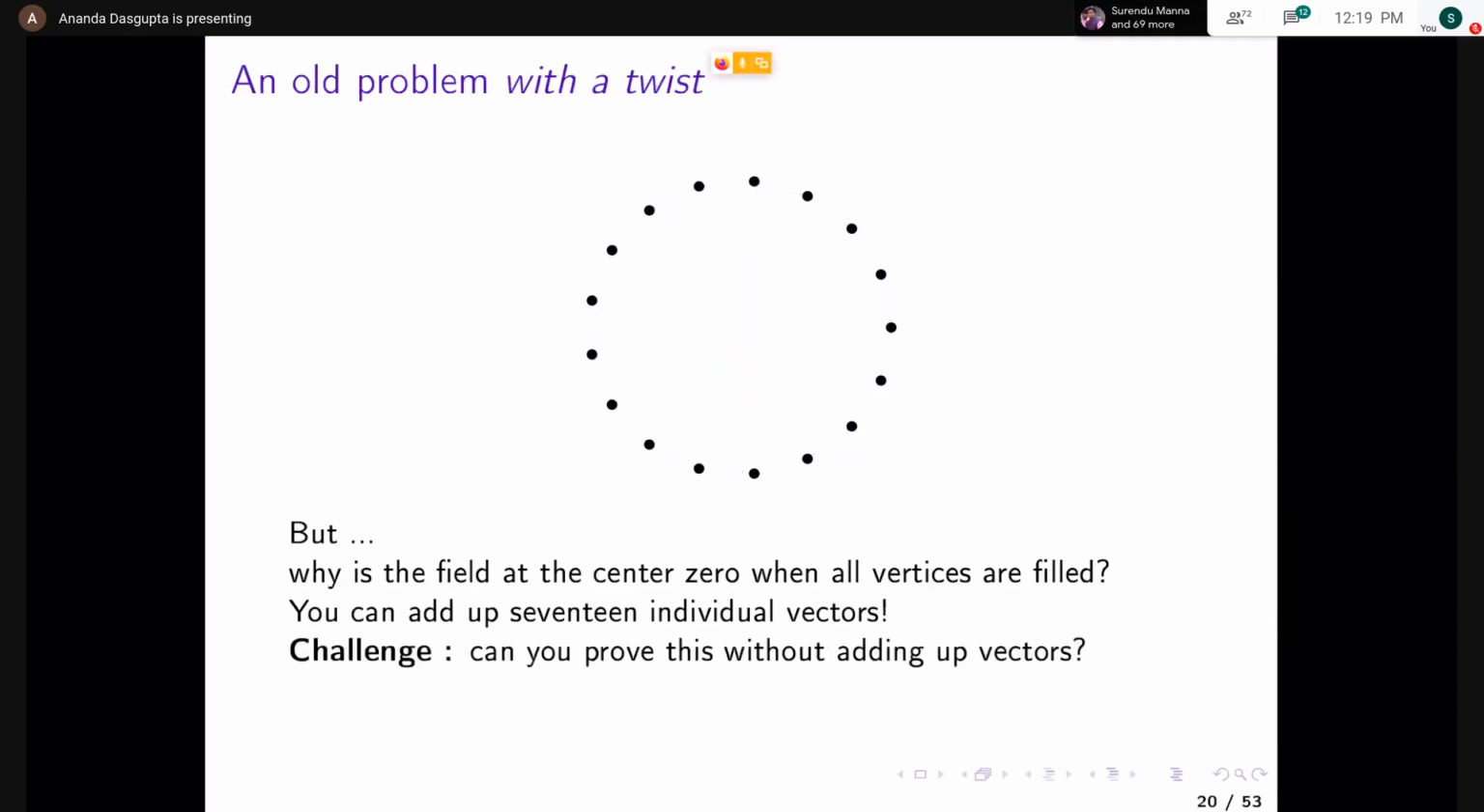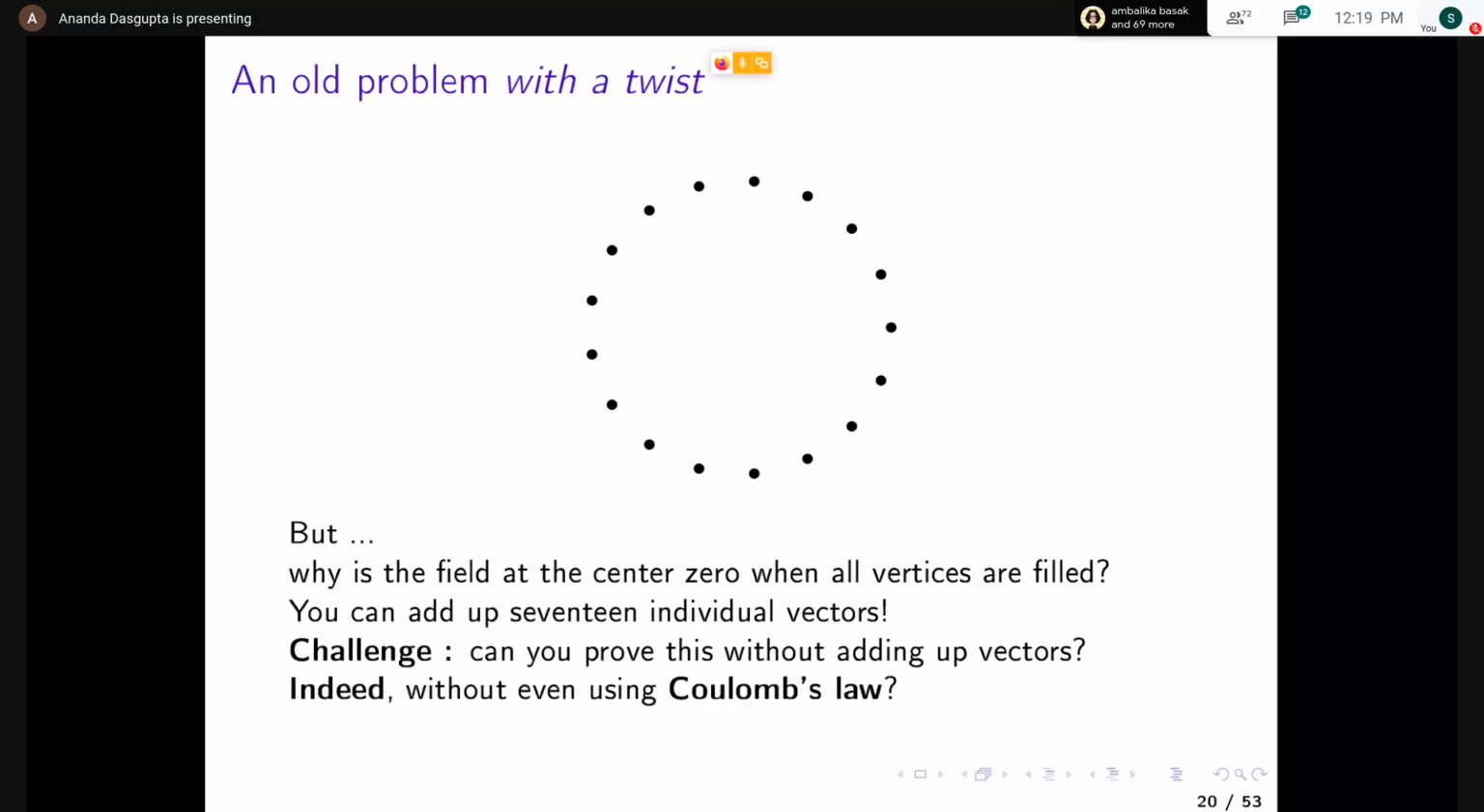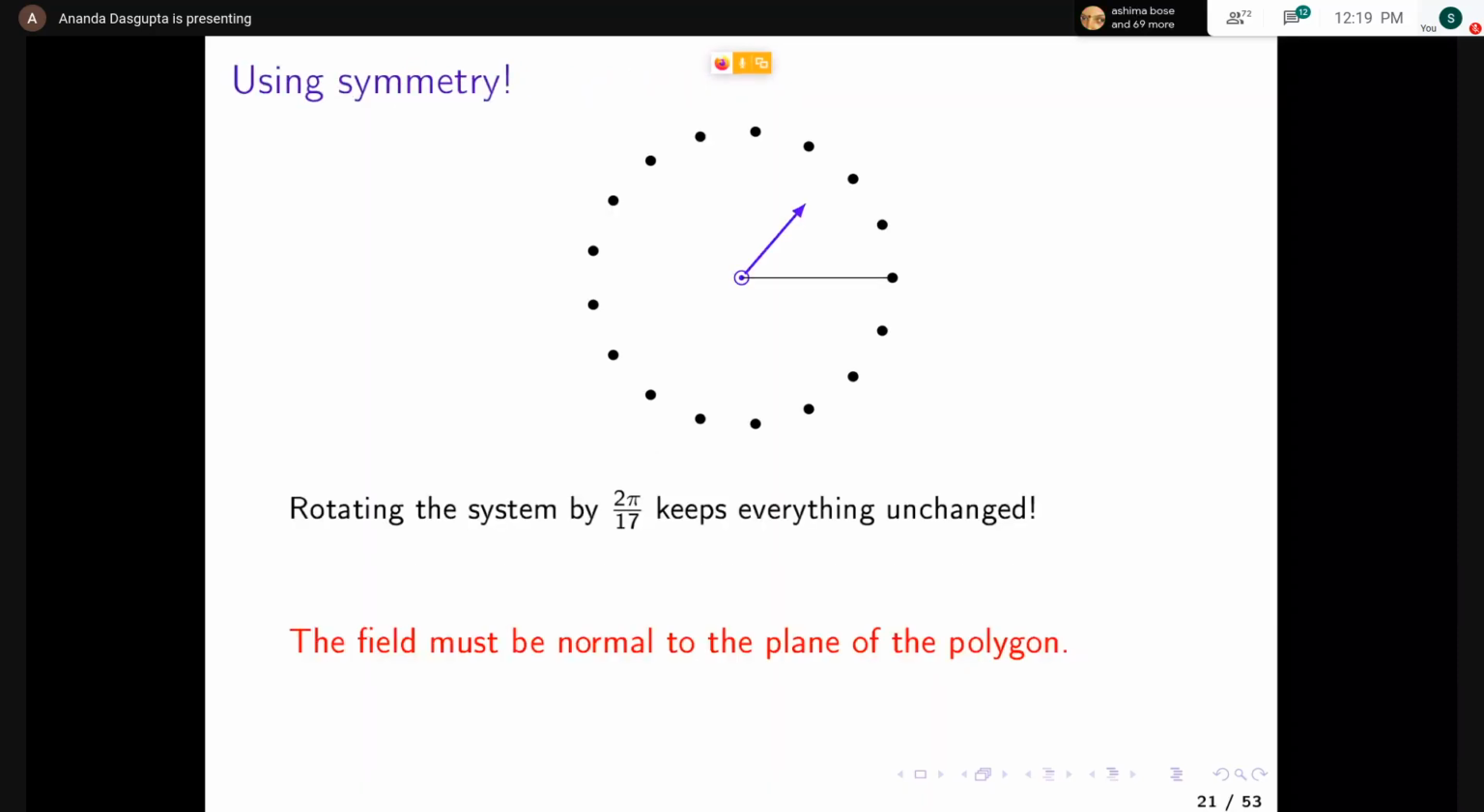But can you do this without adding up the vectors? After all, if you're adding up 17 vectors, why don't you add up 16 of them and find out the answer directly? Can you find out this result? Can you prove that the field at the center will vanish without adding up vectors? Indeed, without even using Coulomb's law. You don't need any law for this except symmetry. And the answer goes this way.